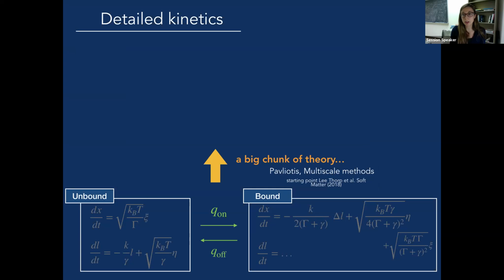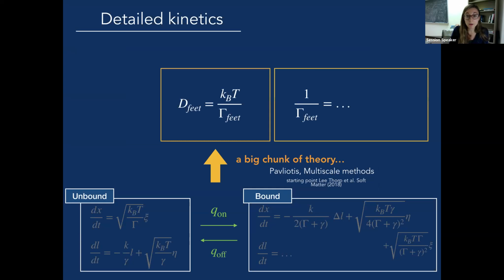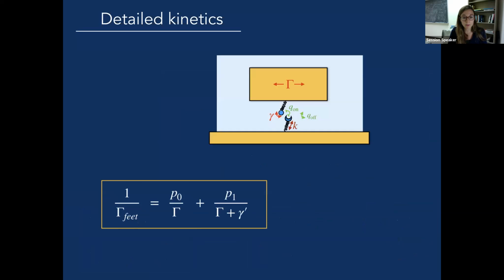And that allows me to extract that at long times my particle is actually diffusing around with a diffusion coefficient that I will write here, D feet. And that writes as an Einstein relation, kT over gamma feet, where gamma feet is the friction coefficient associated with all these attaching and detaching events. Now, what goes into gamma feet? Well, 1 over gamma feet writes P0 over gamma plus P1 over gamma plus gamma prime.